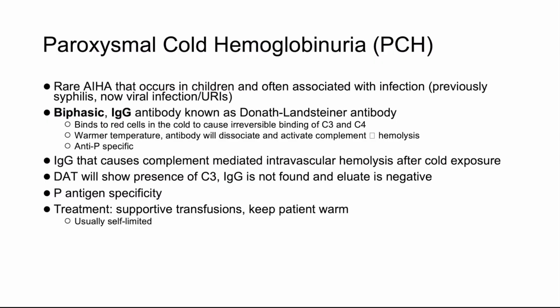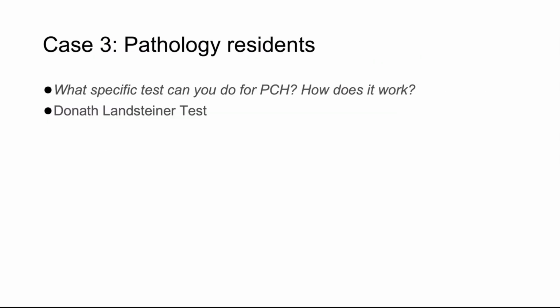And the DAT will show the presence of C3. It will not show IgG because the IgG diffuses away at warmer temperature. P antigen is the specificity, and treatment is usually supportive transfusion and keeping the patient warm. These are self-limited cases.